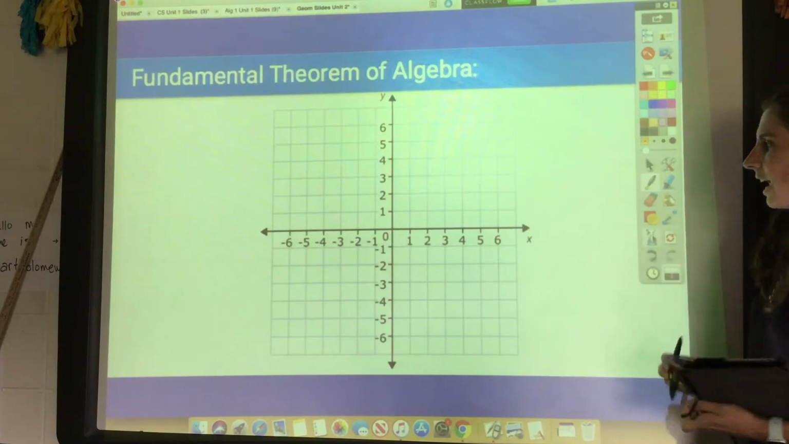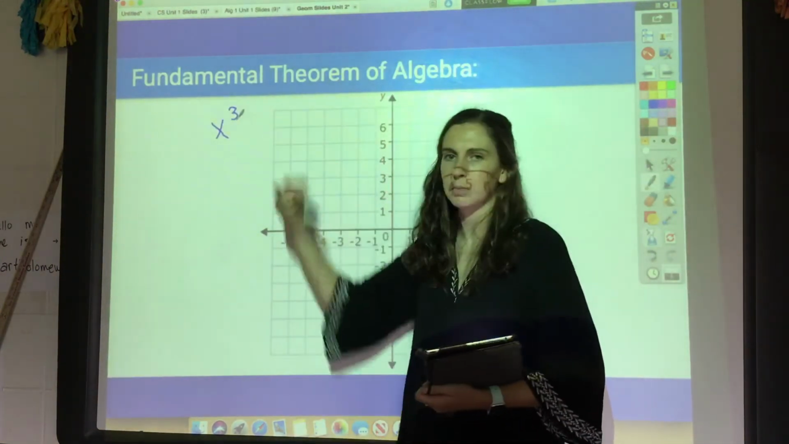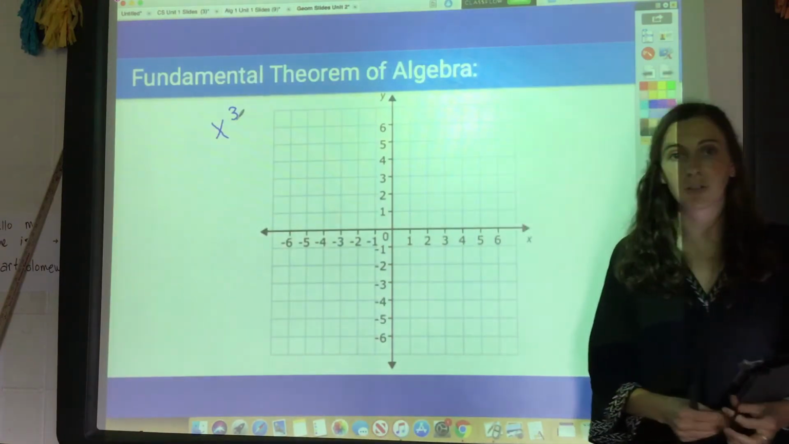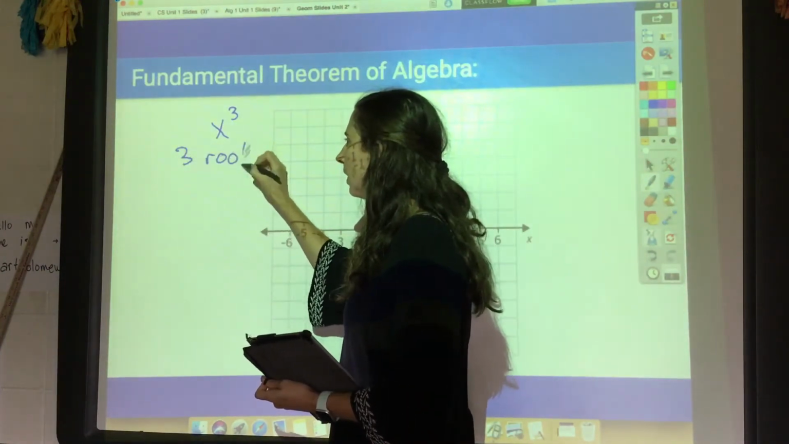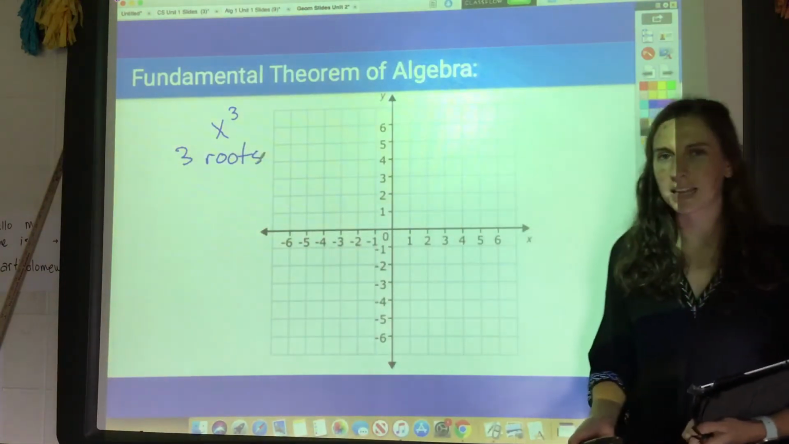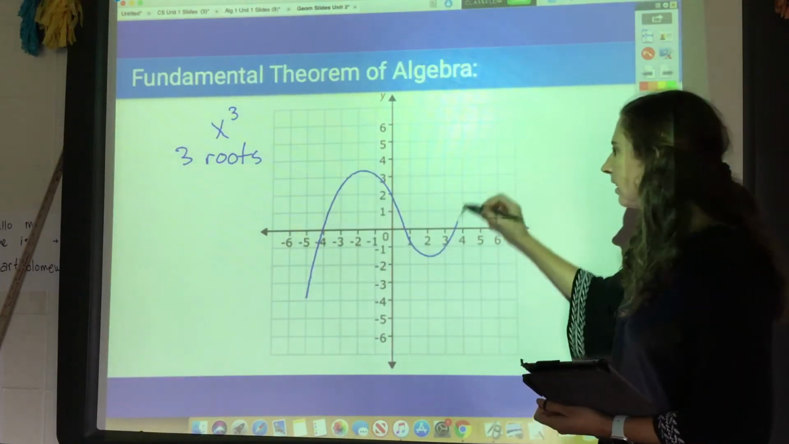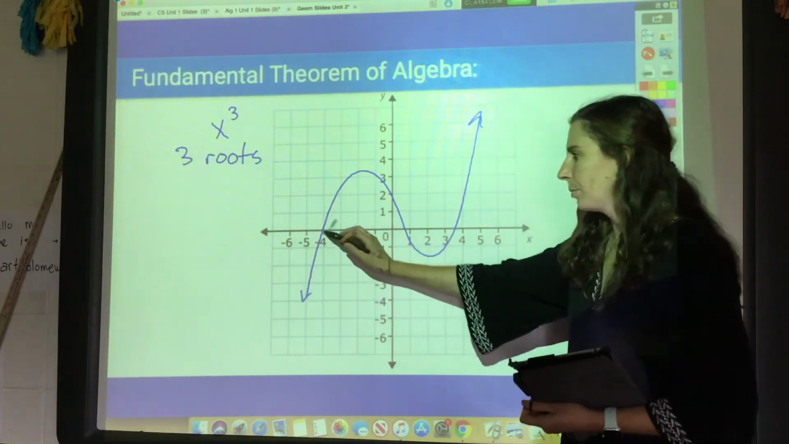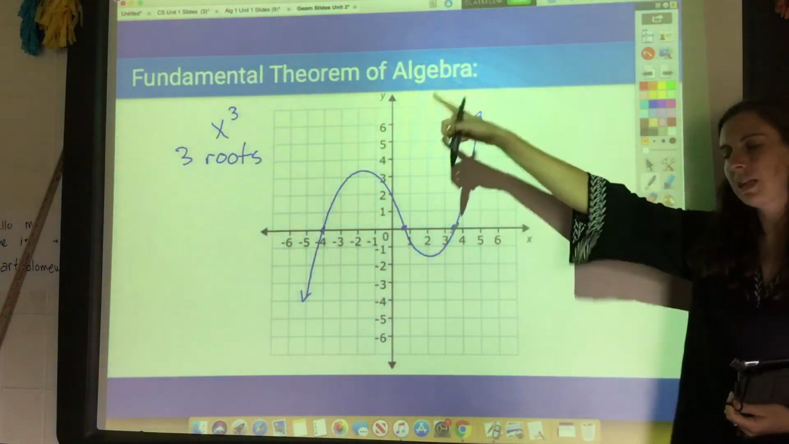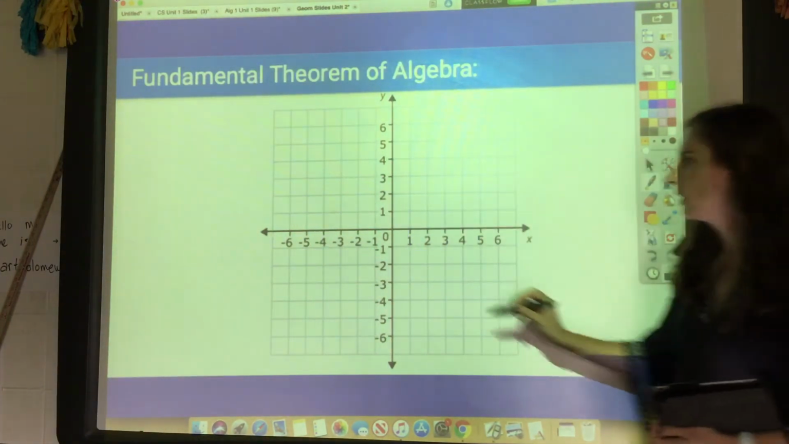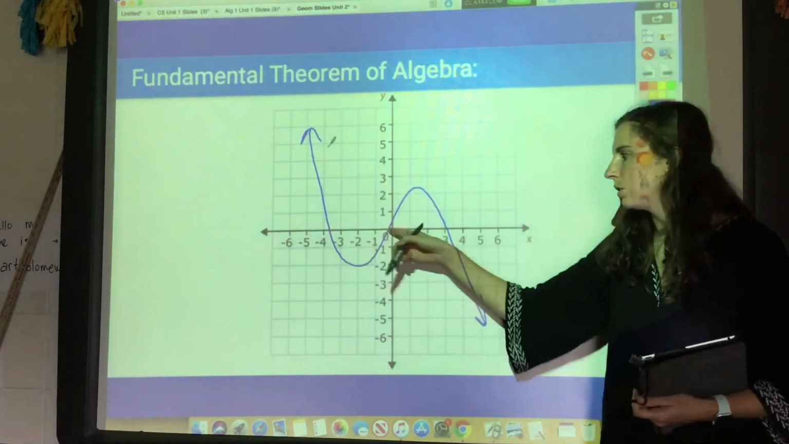Let's think about a cubic function. So x cubed plus some other numbers in there maybe, but this would be a degree of 3, so we know that there are 3 roots. Let's think about some of these scenarios and what they might look like. So if I had something like this, that would be 1, 2, 3 roots. It could also be coming down in a negative direction, something like 1, 2, 3. So that would be 3 roots.